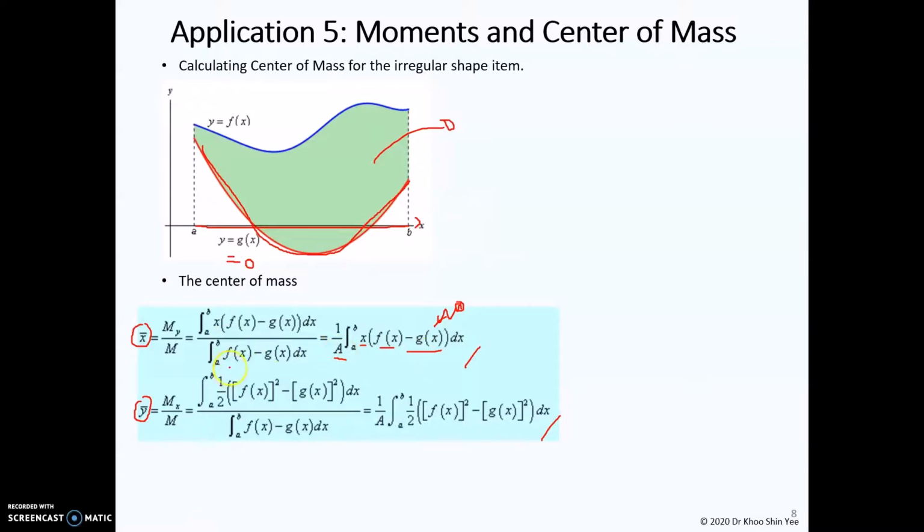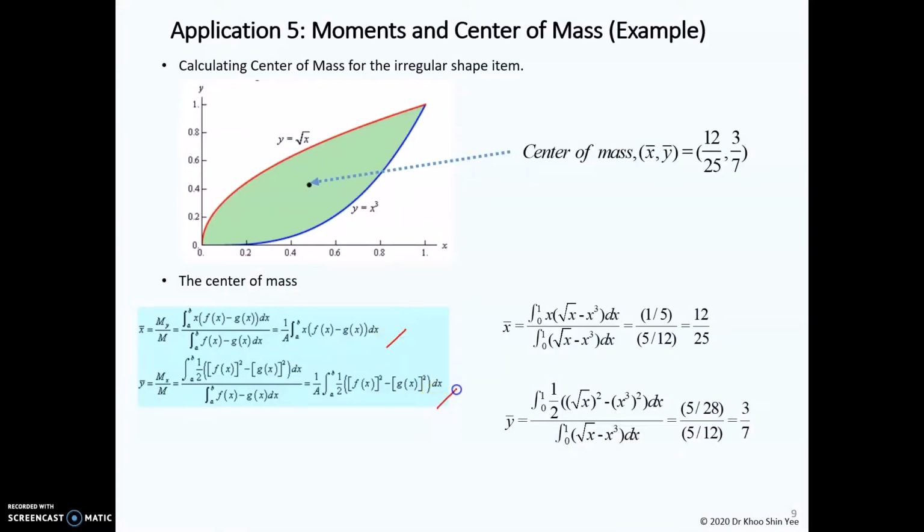And your area previously is only f(x). So in this case you need to subtract g(x). Previously it can be equal to f(x) only because the g(x) is 0. Right? So for y bar here, you can see previously you have half f(x) squared. Now since you have g(x), you need to subtract g(x) squared. So this is the formula. Let's use this formula to find the center of mass for this item. You can see that you have two functions here to define this item. So here is your f(x) and here is your g(x) function.